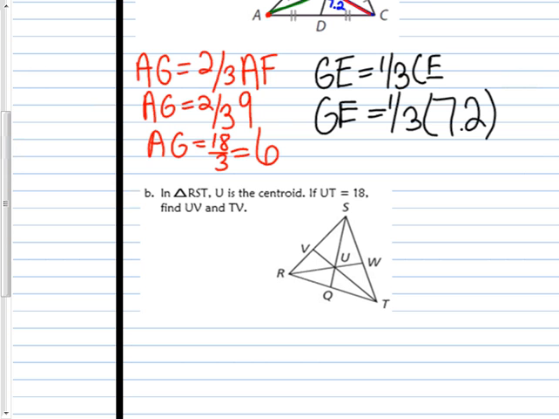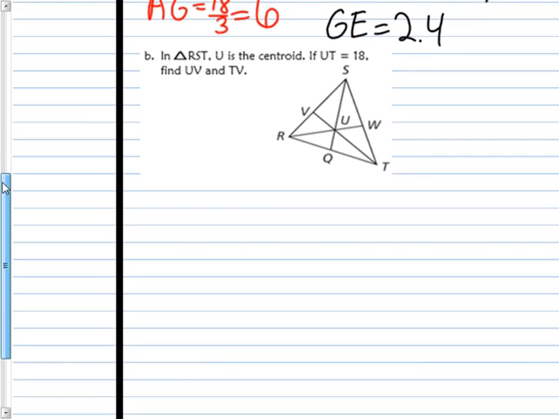If you multiply 7.2 times 1 and then divide it by 3, GE is 2.4. So GE is 2.4. Example B. In triangle RST, U is the centroid. If UT equals 18, find UV and TV.